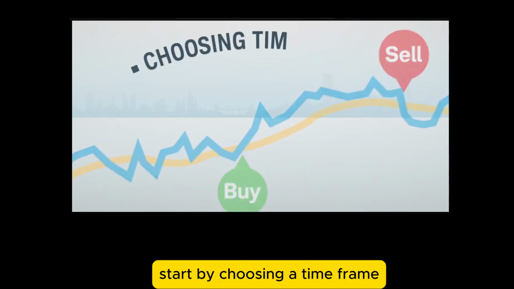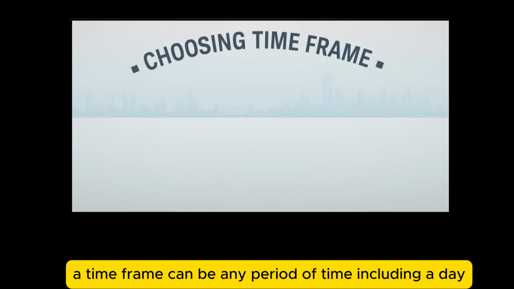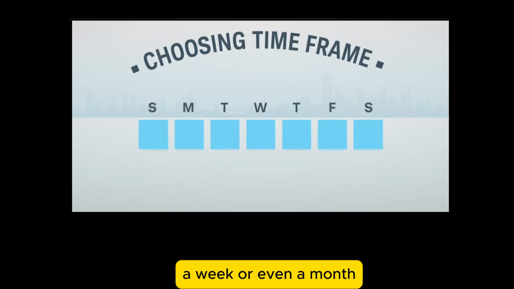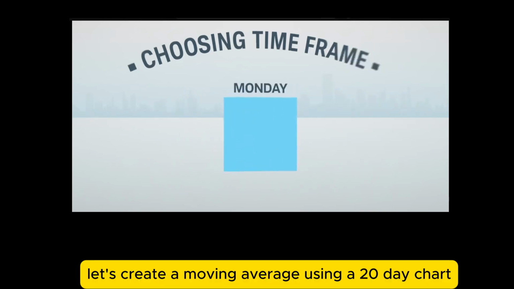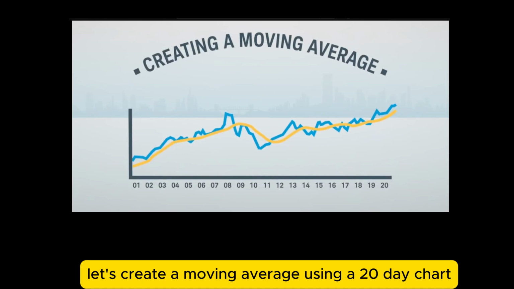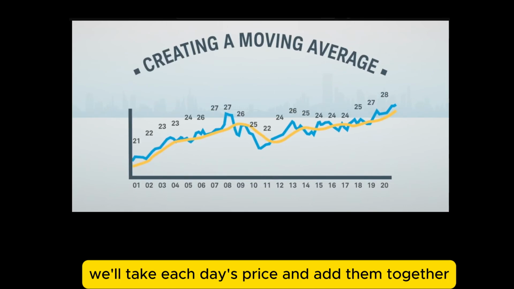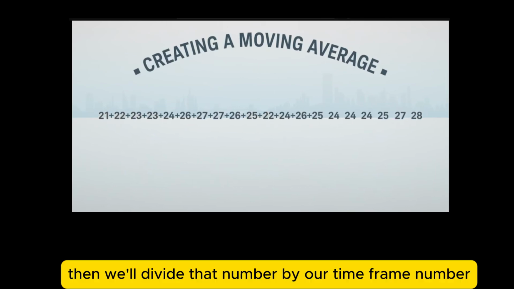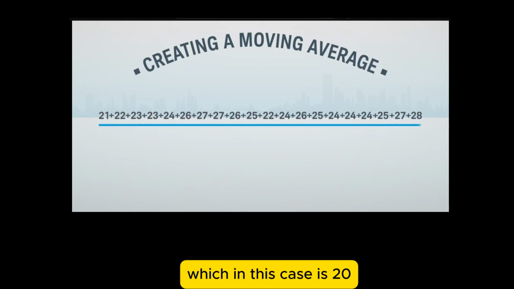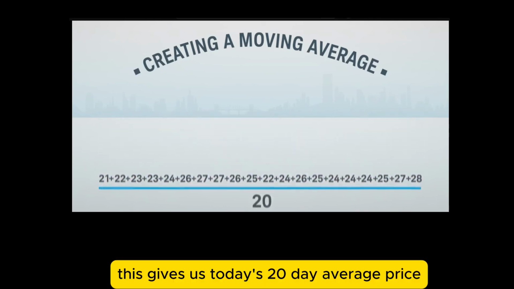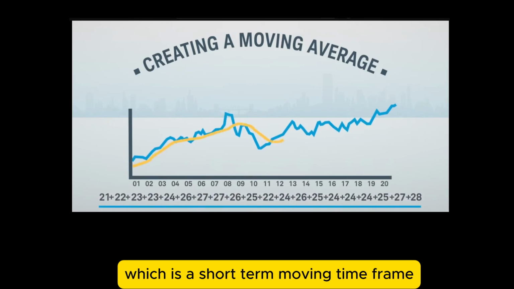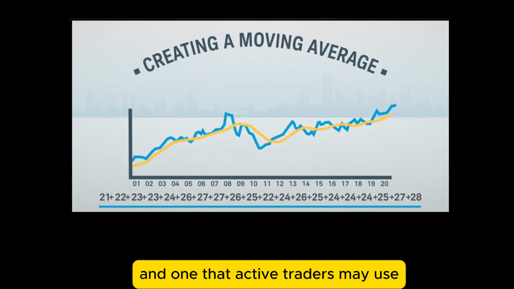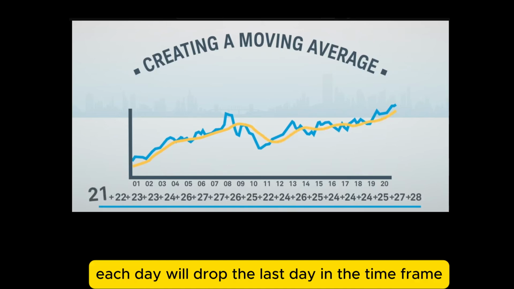To create a simple moving average chart, start by choosing a time frame. A time frame can be any period of time, including a day, a week, or even a month. For example, we will define a period as a day. Let's create a moving average using a 20-day chart. We will take each day's price and add them together, and we will divide that number by our time frame, which in this case is 20. This gives us today's 20-day average price, which is a short-term moving average time frame and one that active traders may use.